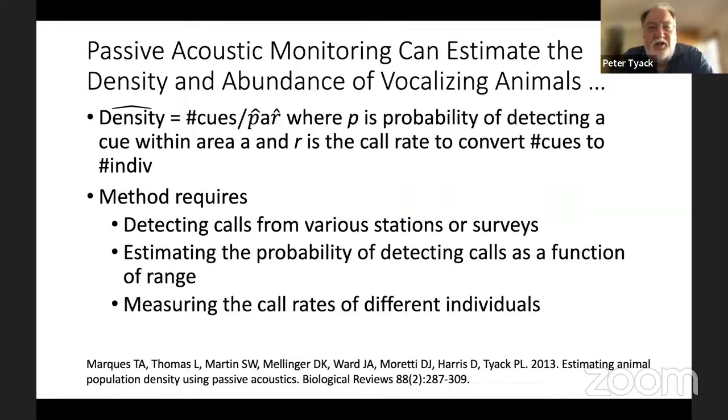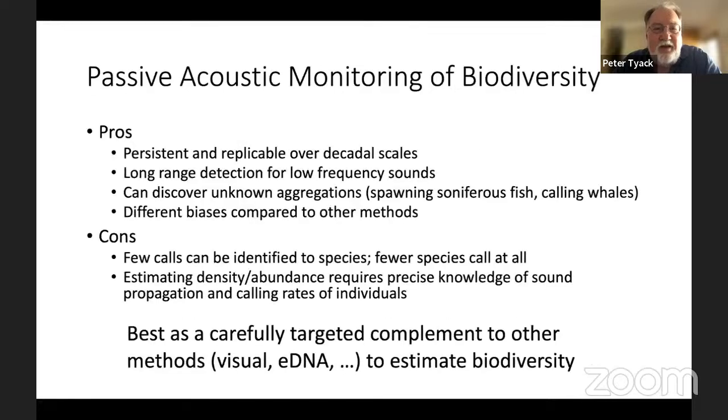As a last use of these sounds, I'll point out that passive acoustic monitoring can be used to estimate the density and abundance of vocalizing animals. Your estimate of the density equals the number of cues, like the clicks you detected in a unit of time, divided by the probability of detecting the cue within an area A, and where R is the call rate to convert the number of cues to the individuals. And the method requires detecting calls from various stations, estimating the probability of detecting calls as a function of range, and measuring the call rates of different individuals. But this is a very useful way to be able to estimate the density of animals.